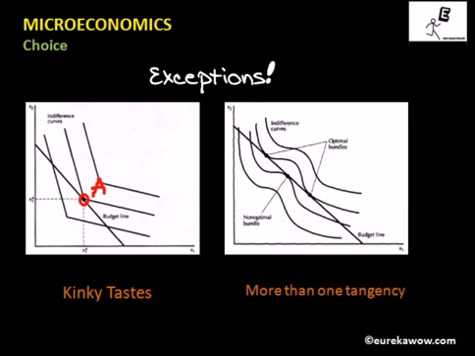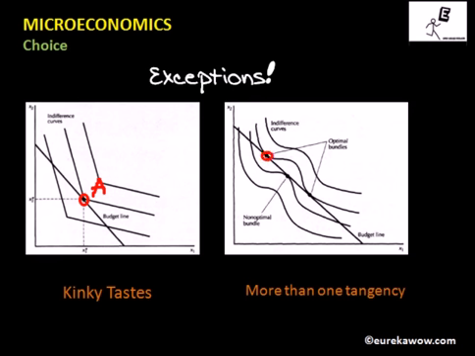Therefore, we just say that in this case the point of optimality is A because of the reason that we have described. Now if we look at the case of more than one tangency, here the indifference curves are smooth, but they are neither convex nor concave. As a result, we might have more than one point of tangency. Now let's look into 3 points.